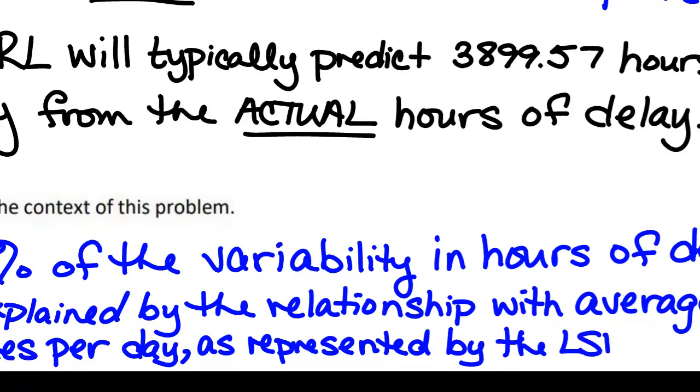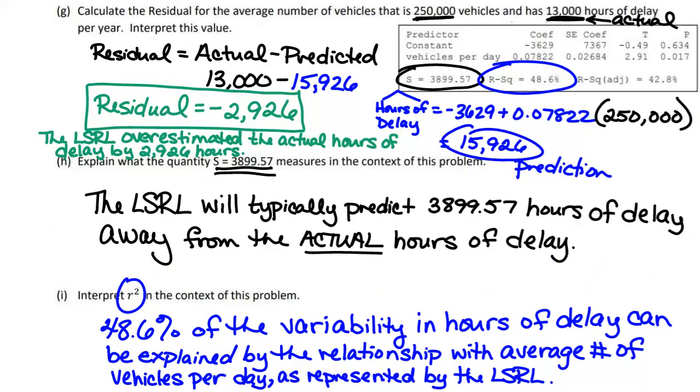Okay, so if we take all the context out of here, though you need the context in there, what this sentence is saying is that changes that I see in that y value, changes that I see in hours of delay, are because of this relationship with average number of cars. As average number of cars goes up, hours of delay goes up. As average number of cars goes down, delay goes down. Almost half of the change that I see in those hours of delay is because of this relationship that we see in that least squares regression line, that thing that we're using to make these predictions with. Does that make sense?